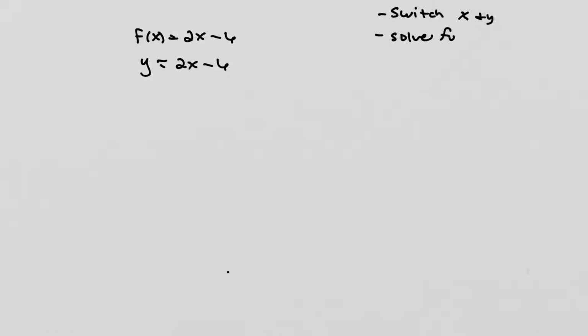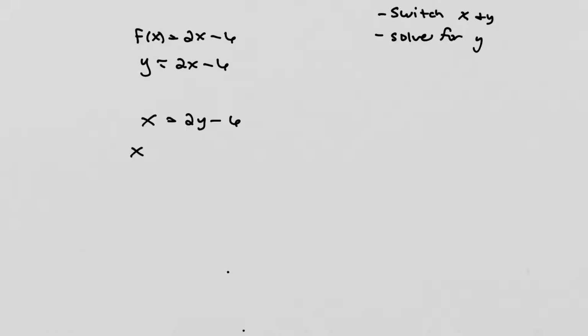Let's say I have f of x equals 2x minus 6. Or if you rather, y equals 2x minus 6. What we'll do to find the inverse is we will switch the x and the y values, and then what we can do is solve for y. So if I switch my x's and y's, this would become x equals 2y minus 6.